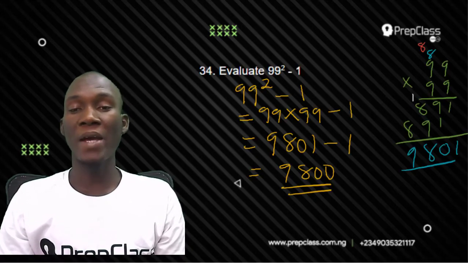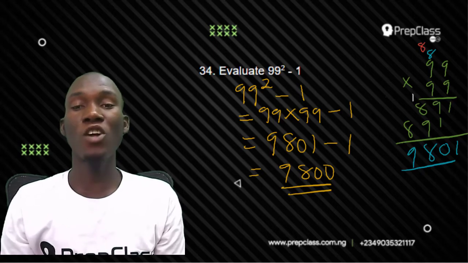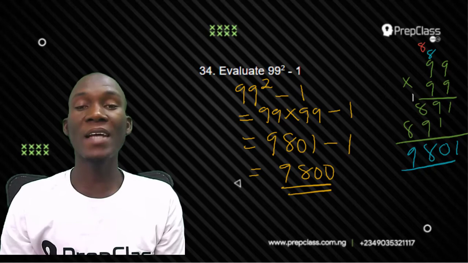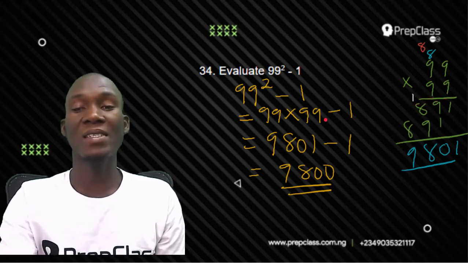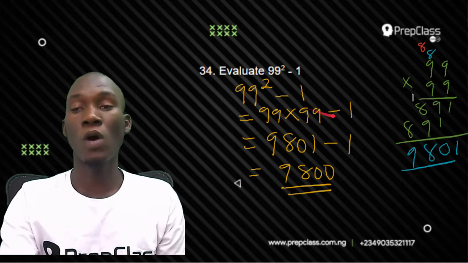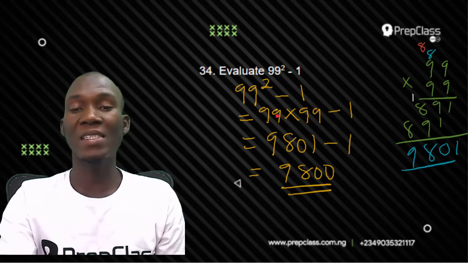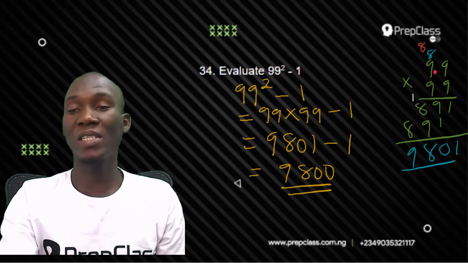So let's evaluate 99 squared minus 1. Remember, any number raised to the power of 2 means the number will multiply itself. So 99 squared is the same thing as saying 99 multiplied by 99. Then we have minus 1. Now, what is the product of 99 times 99? Let's do it here. 99 multiplied by 99.